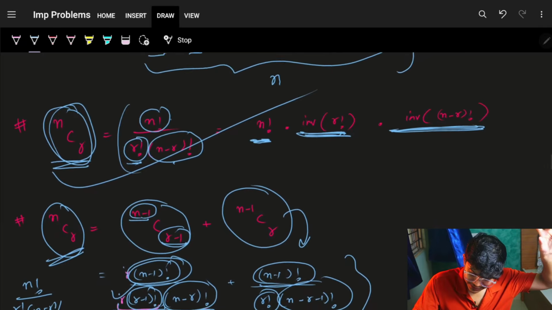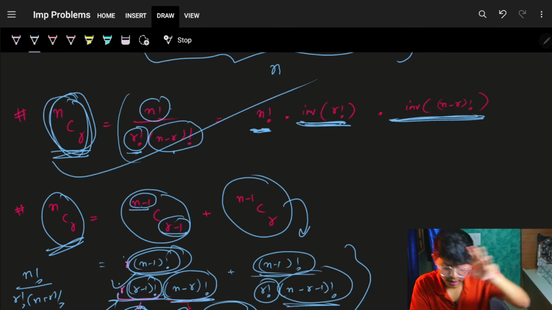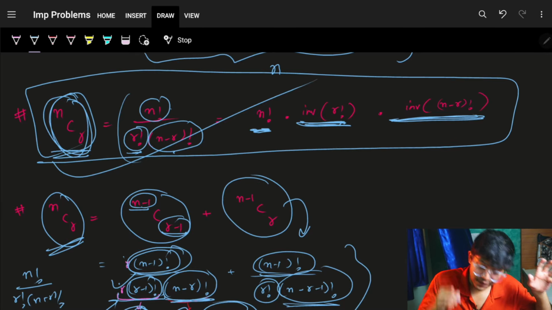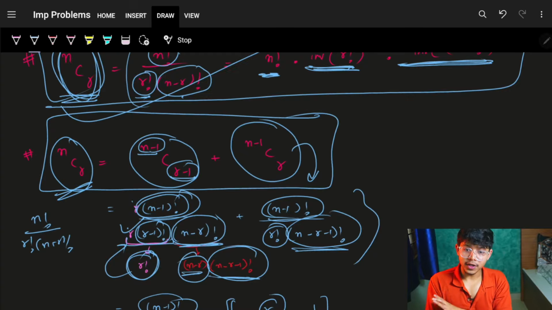That's the reason. Please remember these two formulas. NCR is nothing but n factorial upon r factorial and n minus r factorial, which can be solved via inverse of factorials also. And also, if you don't want to go that way, you can go via this way of finding NCR.